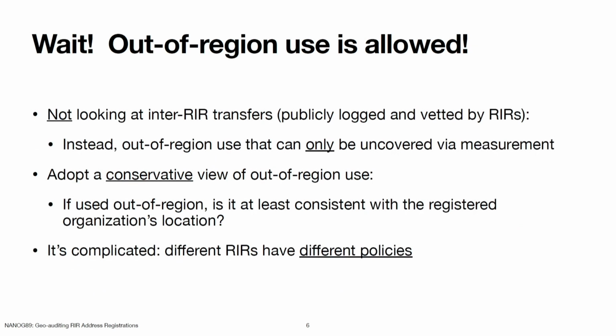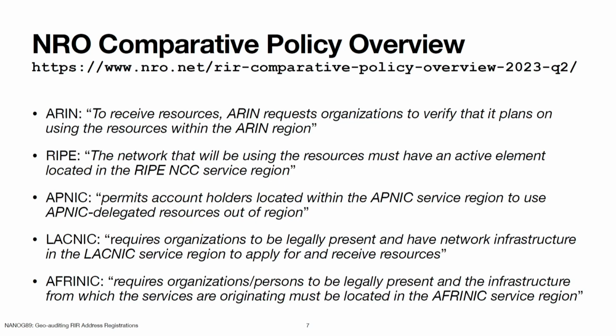One of the first things you might be saying is, wait, Rob, what are you talking about? Out-of-region use is allowed, right? My first response is, it's complicated. Different RIRs have different policies, which I'll talk about in just a minute. I want to emphasize that in this work, we are not looking at inter-RIR transfers. This is a common thing that happens: a chunk of address space will move from one RIR to another. Those are publicly logged and vetted, and other researchers have examined these transfers in some detail. Instead, we're looking at out-of-region use that can only be uncovered through active measurement. Also, we're going to adopt a fairly conservative view of what it means to be out of region, and I'll talk about that in more detail in a bit.